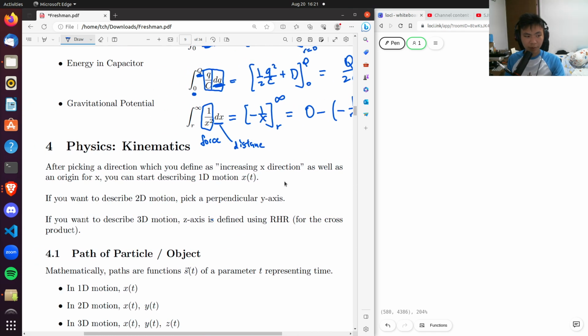Okay, so with that out of the way, we have covered integration, differentiation, and now we're ready to move on to kinematics.